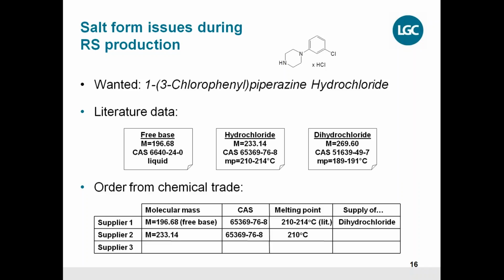Supplier 2 was doing more or less the same thing. He gave all the information for the hydrochloride, CAS number, molecular weight, and the melting point, but he also supplied the dihydrochloride there. Supplier number 3 was, funny enough, supplying the molecular weight of the hydrochloride, the CAS number of the dihydrochloride, and also the melting point of the dihydrochloride, but he, in fact, was supplying the hydrochloride. So we used that material, analyzed it, purified it even, and set it up as an impurity reference standard for our catalog.